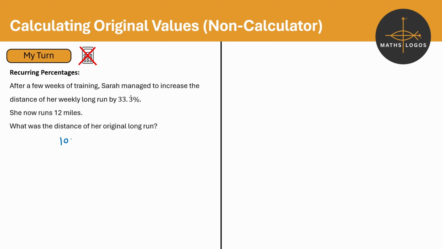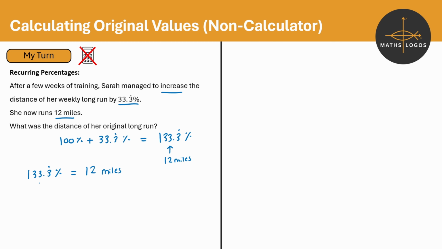Well, her original long run was 100%. She increased the distance by 33.3%. And that would be equal to 133.3 recurring percent, like this. She now runs 12 miles. In other words, this percentage is 12 miles. Let's write that more formally. We'll say 133.3 recurring percent is equal to 12 miles. We want to find the distance of her original long run, and that would be 100%.